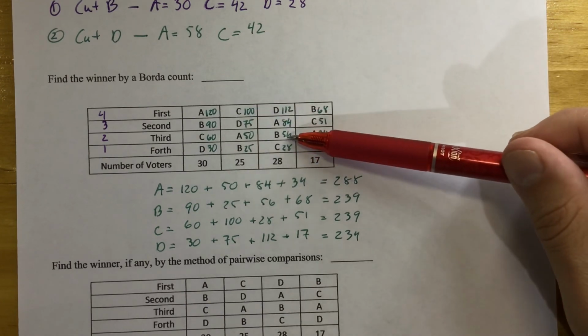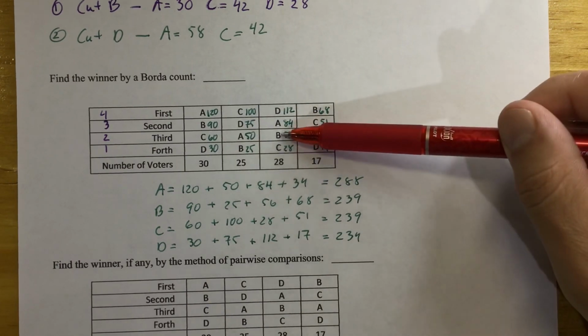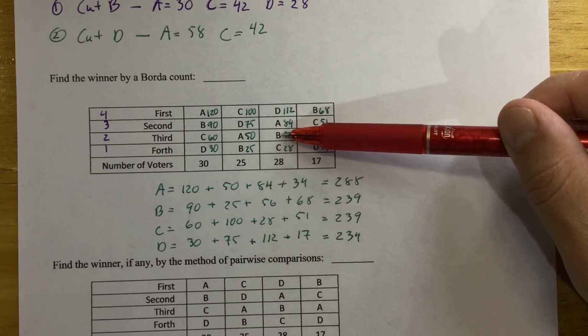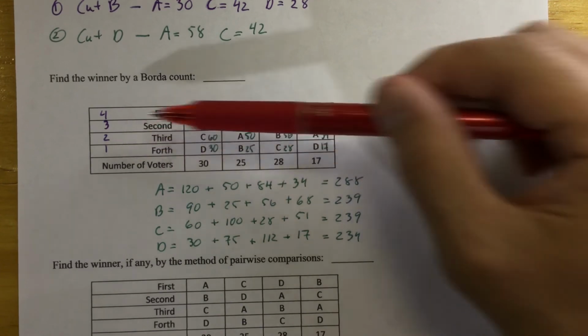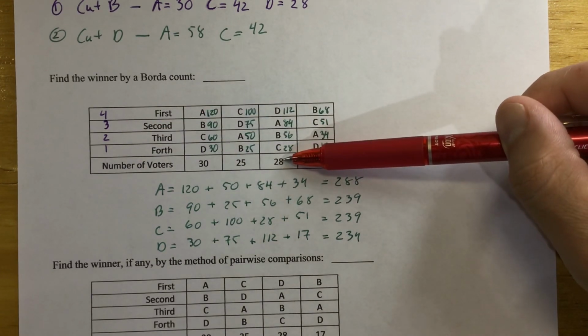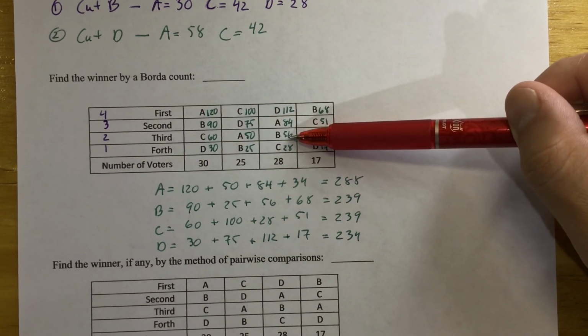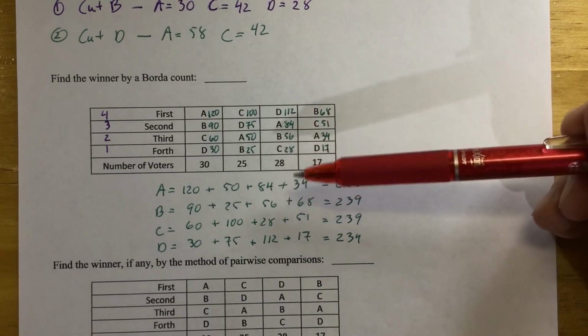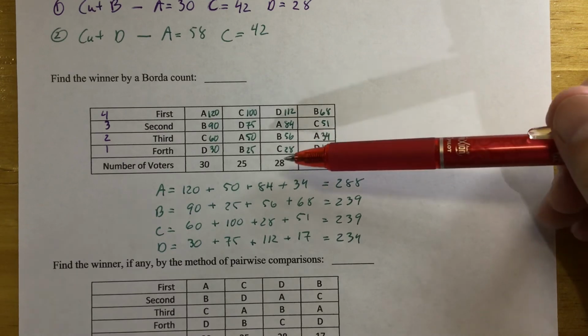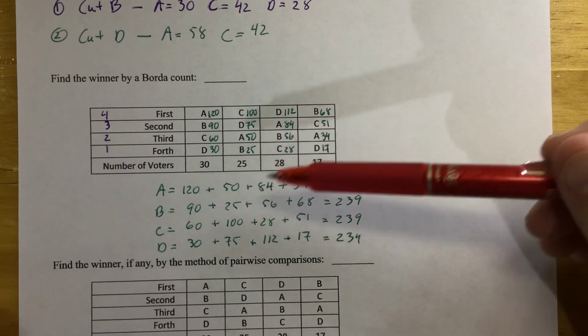Let's just pick a random spot in the middle, like right here. B in this column was a third place choice, which gives them 2 points for 28 people who voted. So 28 times 2 is 56. You can literally just multiply across the table and create all the numbers that I'm showing here. However, an even easier way to fill that in is to count by the numbers at the bottom.